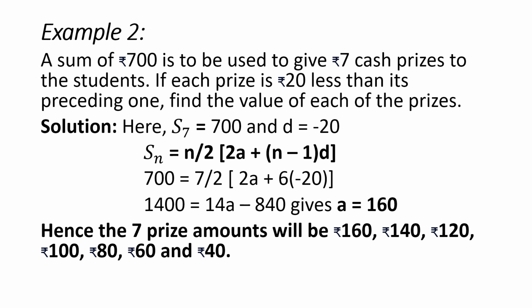So now the first term is 160 and the common difference is minus 20. So the 7 prize amounts will be 160, 160 minus 20 which is 140, 140 minus 20 which is 120, and so on: 100, 80, 60 and 40.